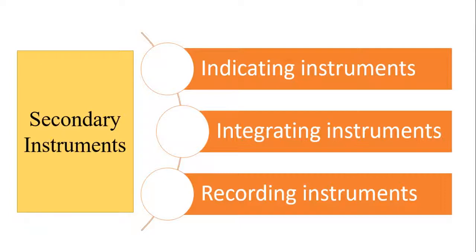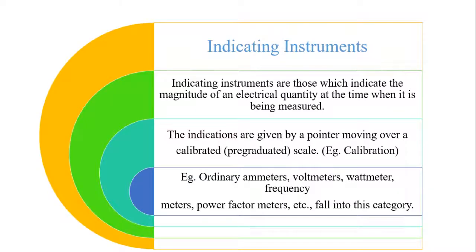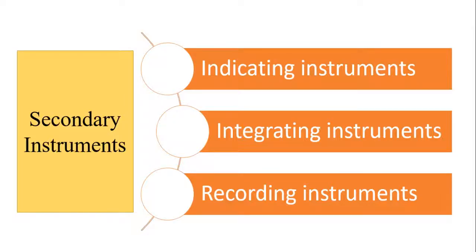The moving system is operated by the quantity being measured, and that pen moves on a sheet of paper that moves perpendicularly to the movement of the pen, which is also known as the recording instrument. So, among the secondary instruments, the third category is the recording instrument.